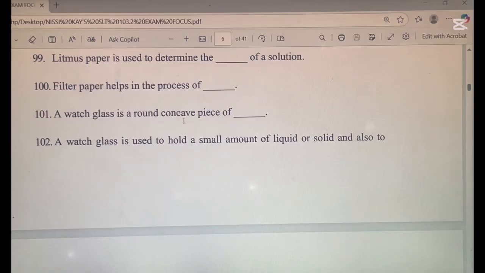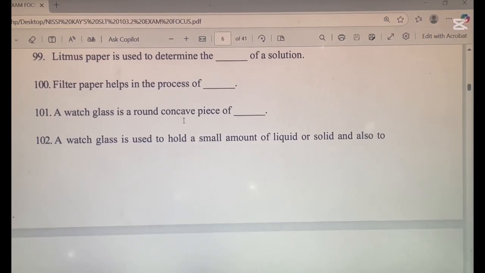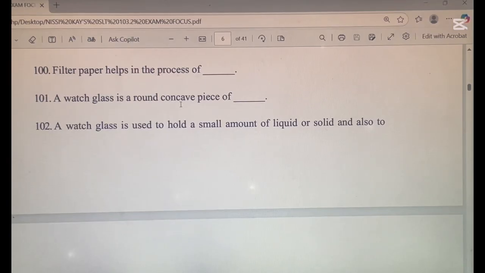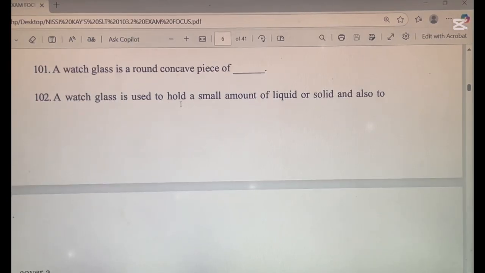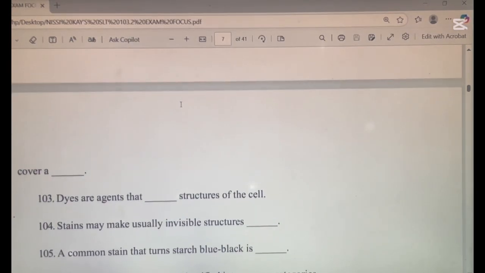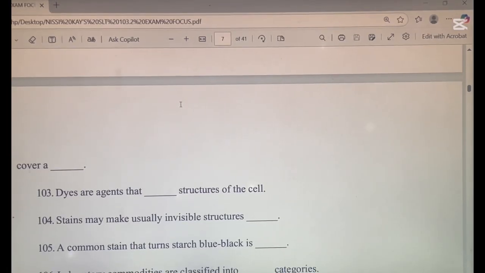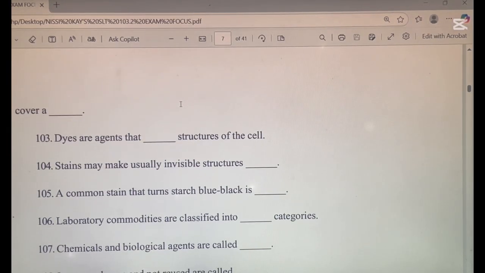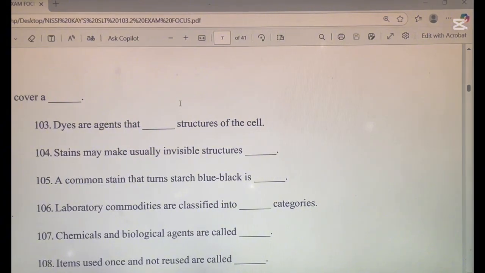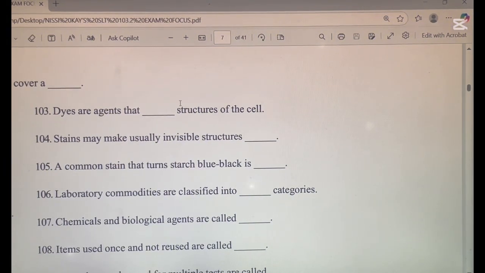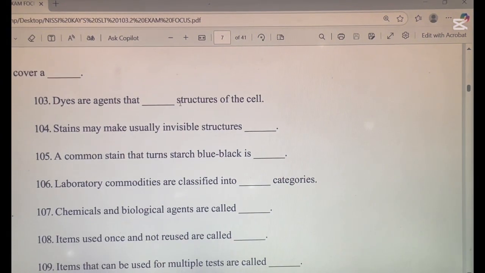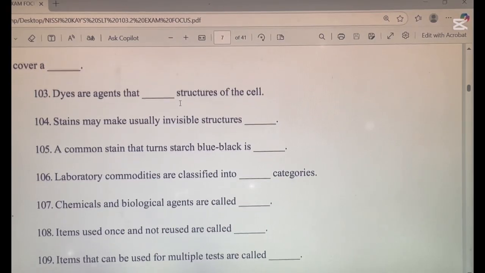A watch glass is a round concave piece of glass. Now, a watch glass is used to hold a small amount of liquid or solid and also to cover a beaker. Dyes are agents that color structures of the cell.